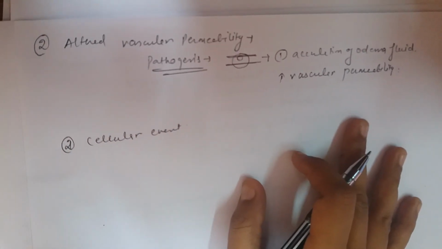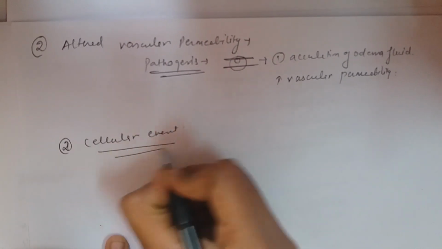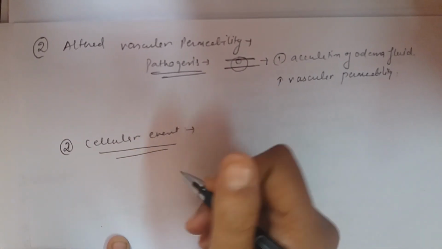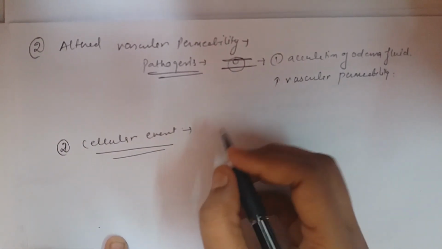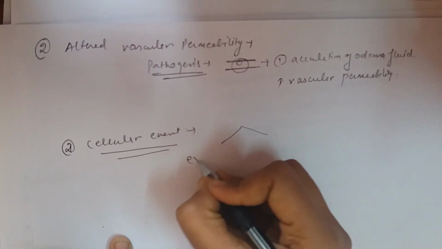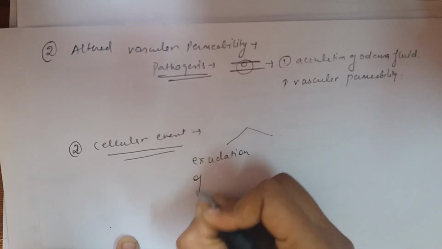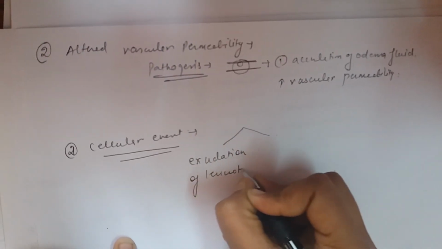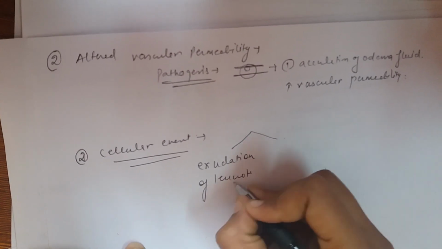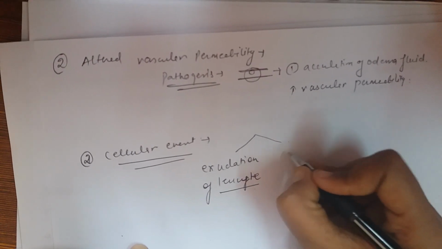Now the second thing will start, that is the cellular event. There are two things, one is the vascular event, another one is the cellular event. In the cellular events, two main things happen. First of all, the exudation of leukocytes. Second one is phagocytosis.